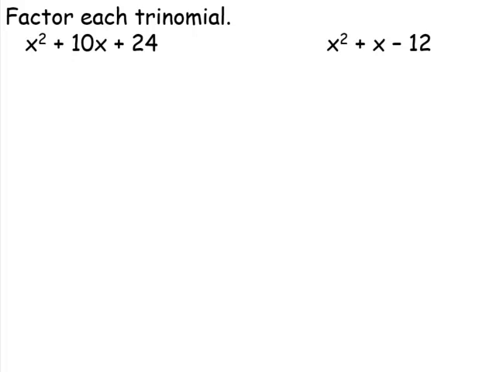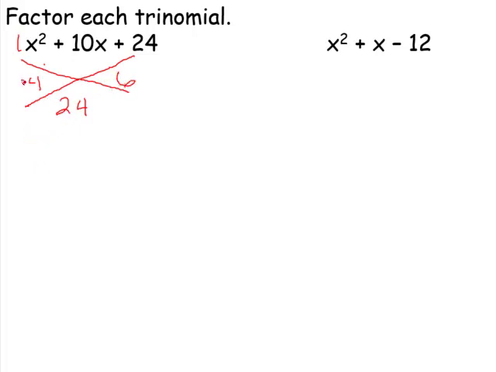Alright, so let's solve this problem by factoring. The first thing we're going to do is place a 1 right here. We're going to take this 1 and multiply it by this positive 24. So positive 1 times 24 is 24. What two numbers multiply to give us 24 and add to give us 10? That would be 4 and 6.